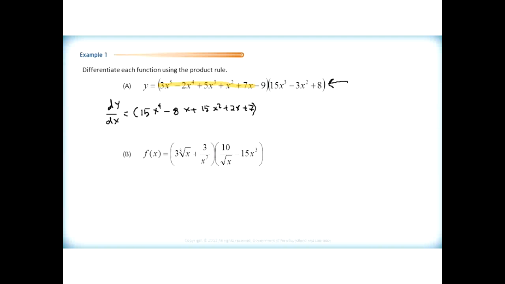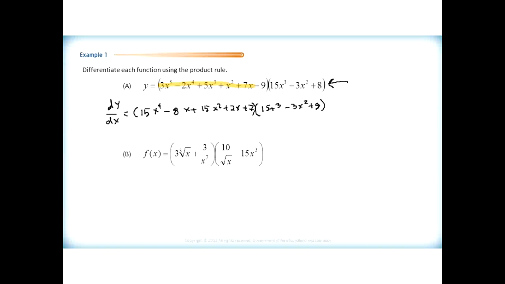Okay, and so that's the derivative of my first part. Now I'm going to multiply that by the second part without changing anything, because I don't differentiate the second part for my first term, just the first part. So I have 15x cubed minus 3x squared plus 8. So what I've done is I've taken the derivative of the first multiplied by the second.